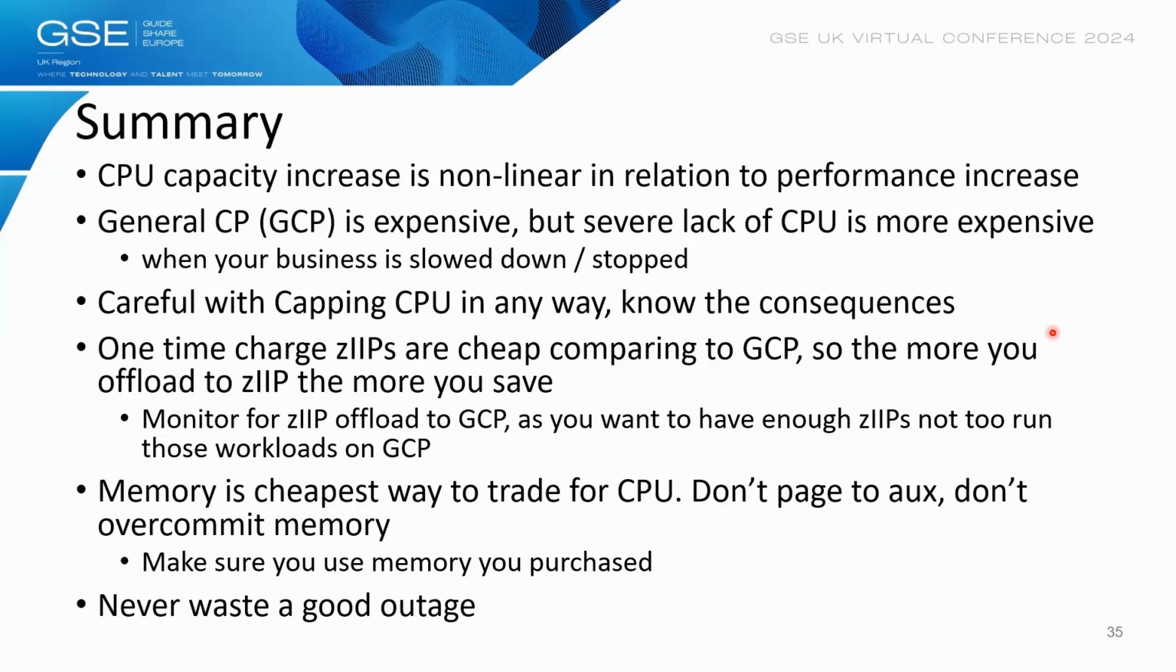Another takeout from this presentation is that memory is the cheapest way to trade for CPU. Memory nowadays is really cheap, right? And you can save a lot of CPU by just allocating lots of memory. Don't page to aux, don't overcommit the memory. And make sure that you use the memory that you purchased.